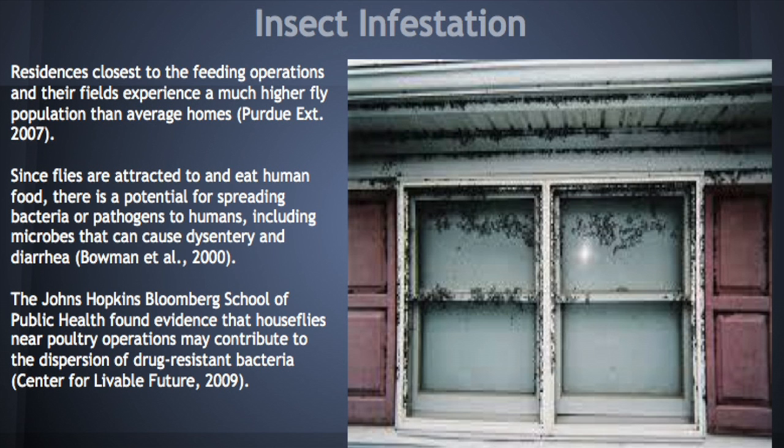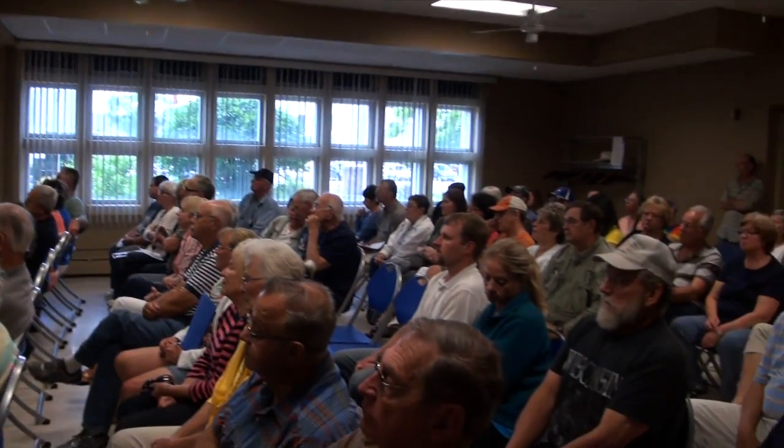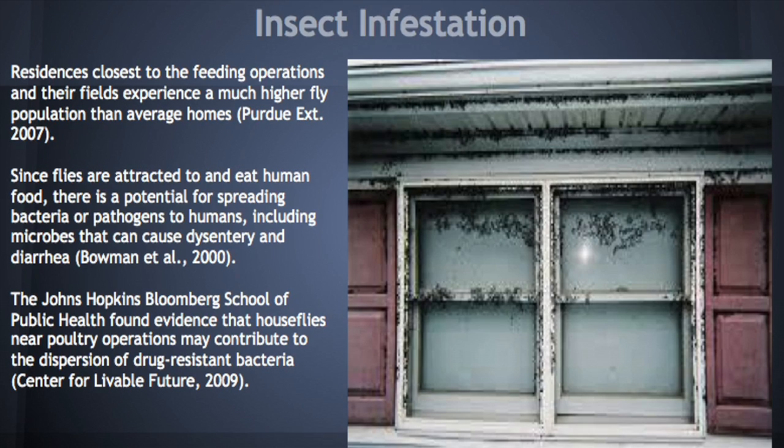That is a home infected with flies. Residents around animal feeding operations and fields that are sprayed with manure have a much higher level of fly infestation than anywhere else. That's a Purdue research in 2007. Flies land on manure. Flies then land on your food. You eat your food, and you become best friends with your toilet.